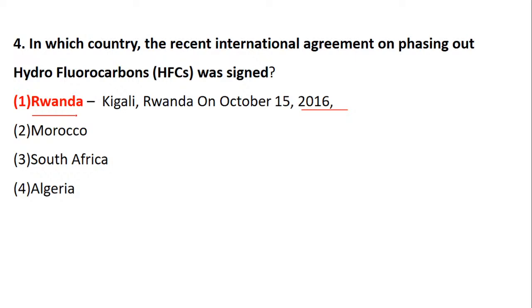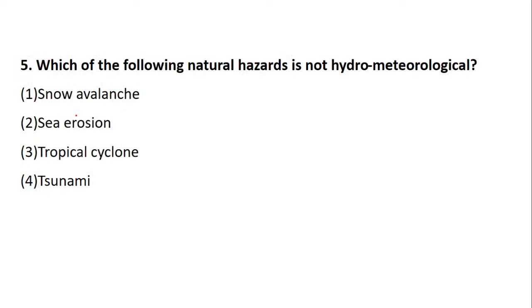Okay, if you are not knowing that, make a note of it properly. Let's go to the next question. Which of the following is not a hydro-meteorological form, which is not a natural hazard, which is not hydrometeorological? We have done this in our theory class. I have showed you the pictures also. So whether it is snow avalanche, sea erosion, tropical cyclone, or tsunami, which does not fall under hydrometeorological?